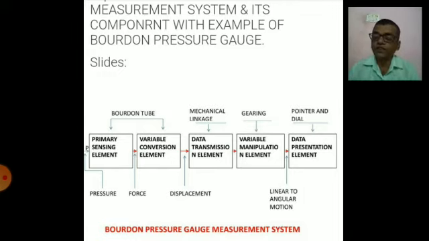Then the third element is the data transmission element. When the elements of an instrument are physically separated, it becomes necessary to transmit the data from one to another. So the data transmission element is used to transmit the data from one element to another when they are physically separated. The element that performs this function is called the data transmission element.